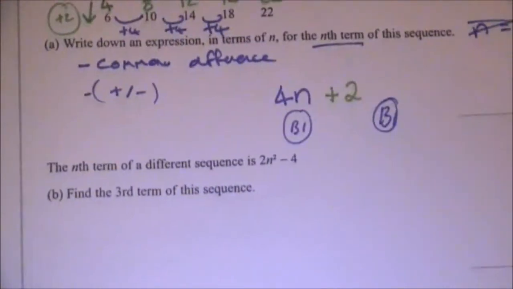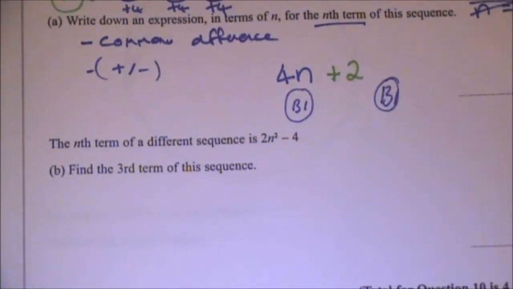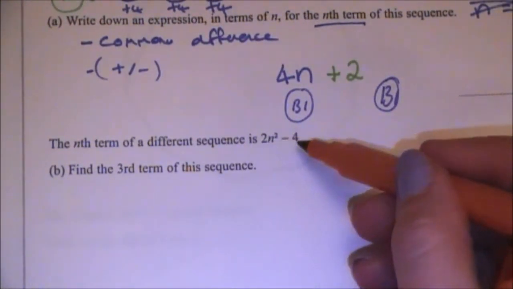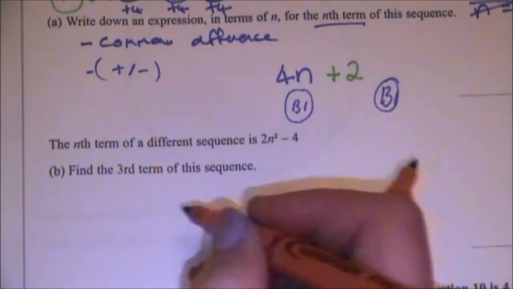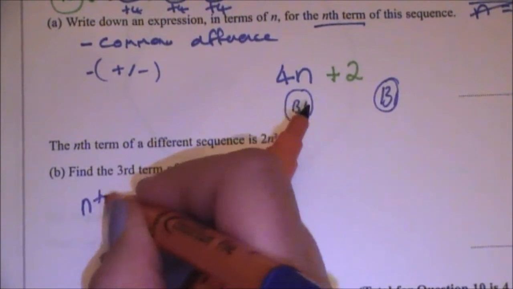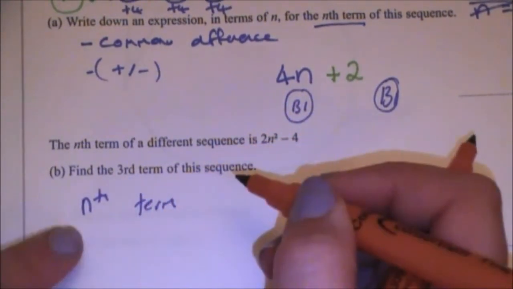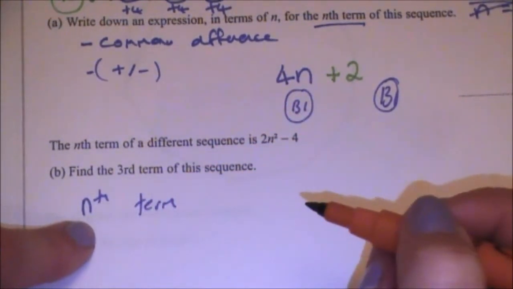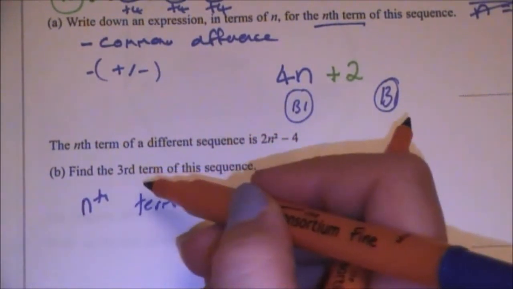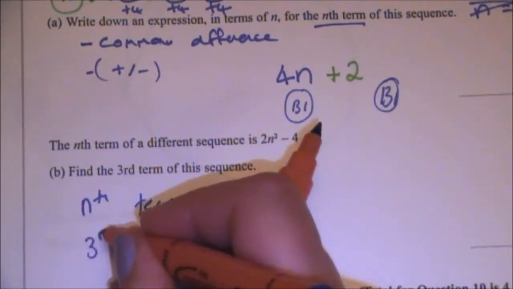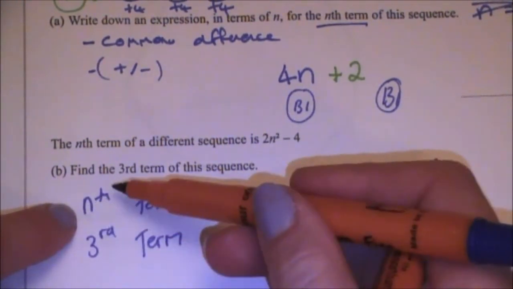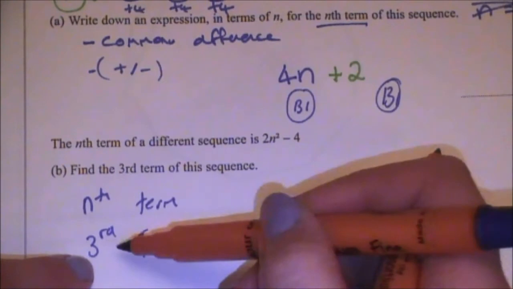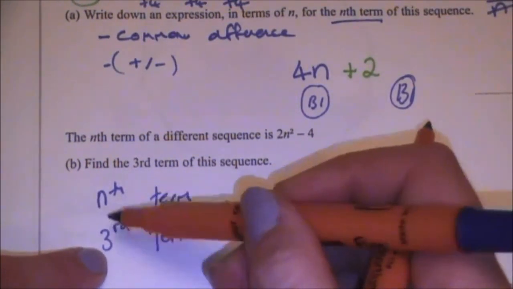Part B says the nth term of a different sequence is 2n squared minus 4. Find the third term of that sequence. Now the whole point in the nth term is because the n is the position in which the number lies. So if we're looking for the third term, we're looking for the third term. And that's why it's called the nth term. So we're looking for the third number in that sequence. So n is equal to 3.